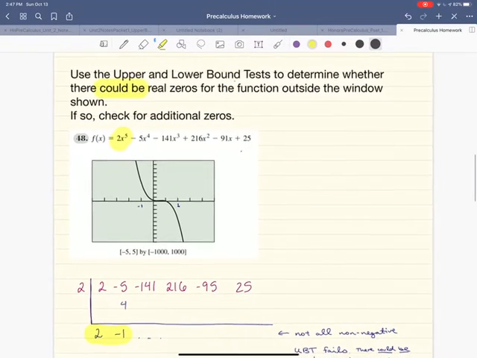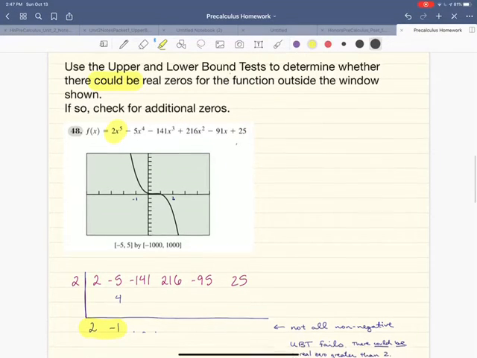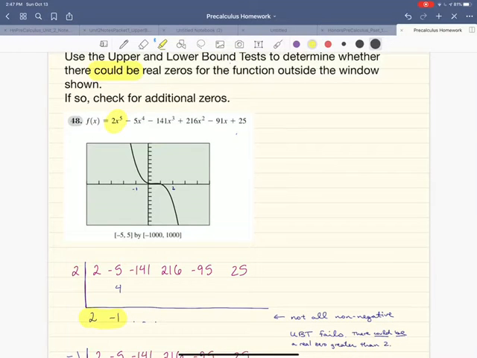So if we synthetically divide the coefficients of the polynomial by 2, we see that we have a last line that is not all non-negative. So if we didn't have the viewing window, all this would tell us is that there could be a real zero greater than 2. Since we have the viewing window, we know there has to be a real zero bigger than 2 so that we get down, up, end behavior.